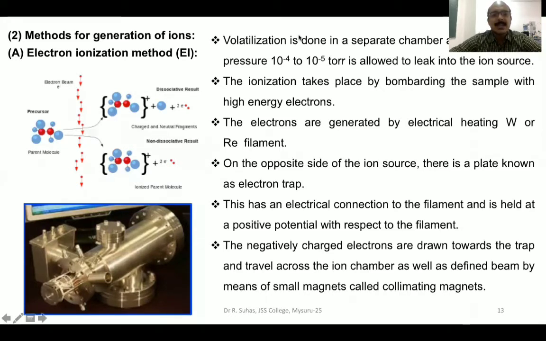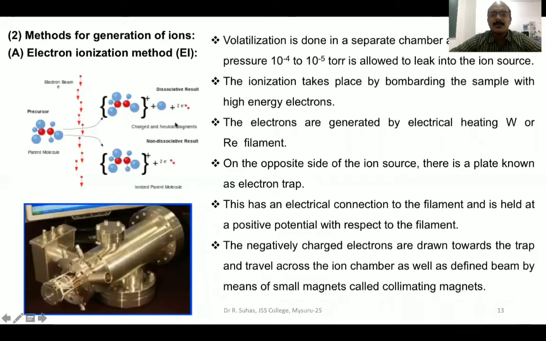Here the ionization takes place by bombarding the sample with highly energetic electrons. These electrons are generated by heating either a tungsten or rhenium filament. This is the ion source, and on the opposite side of the ion source there is a plate called the electron trap. The electron trap has an electrical connection to the filament, and it is held at a positive potential with respect to the filament.